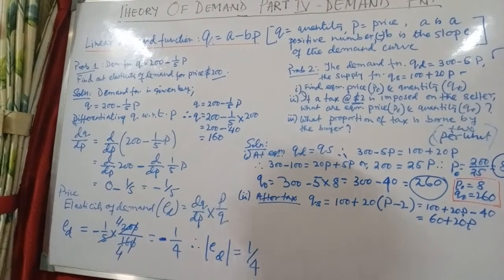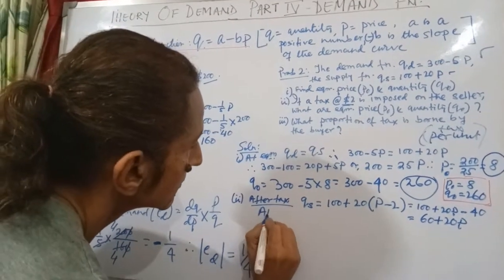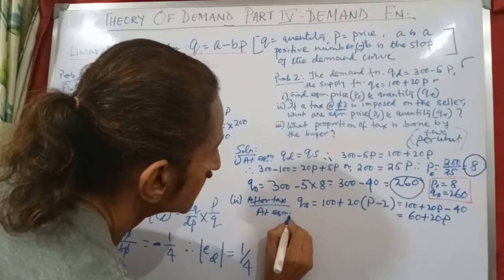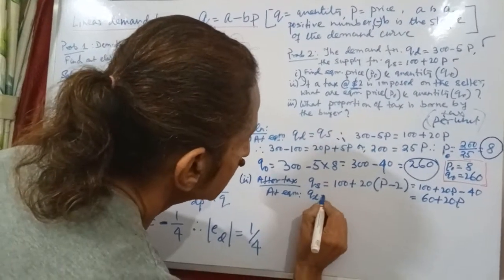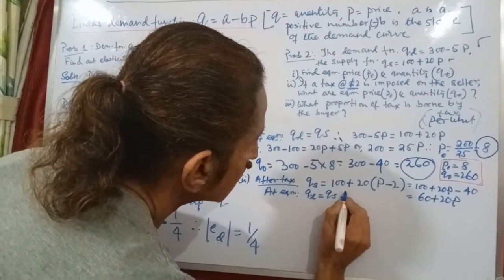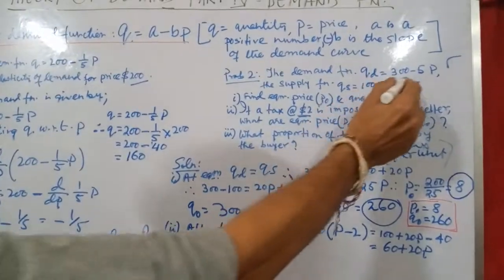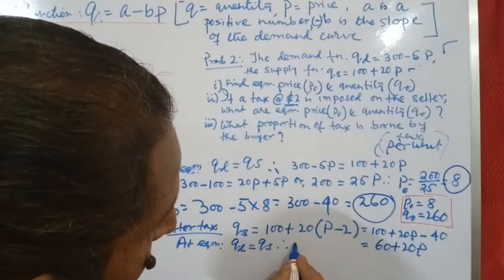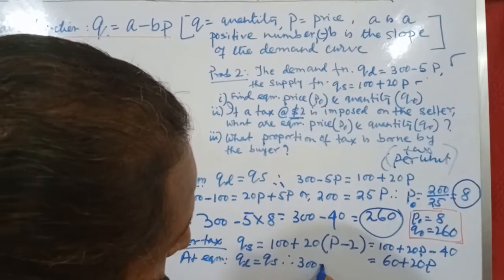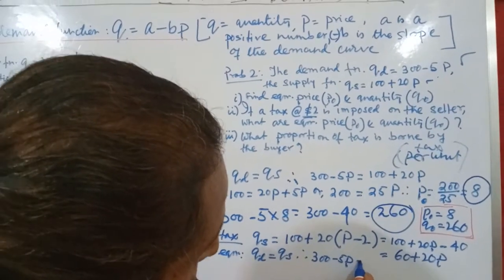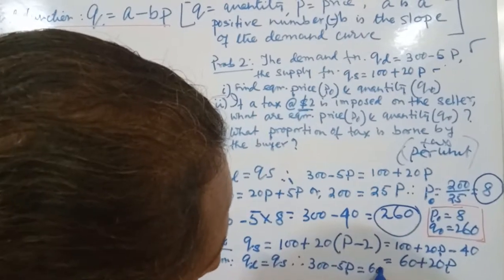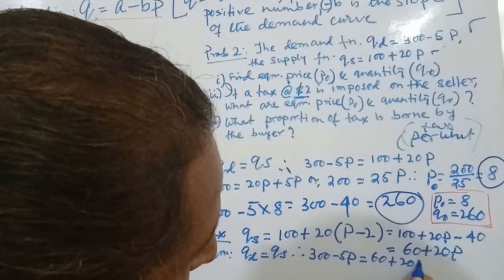Now again at equilibrium, QD equals QS. Therefore, what is QD? 300 minus 5P. 300 minus 5P is equal to 60 plus 20P.